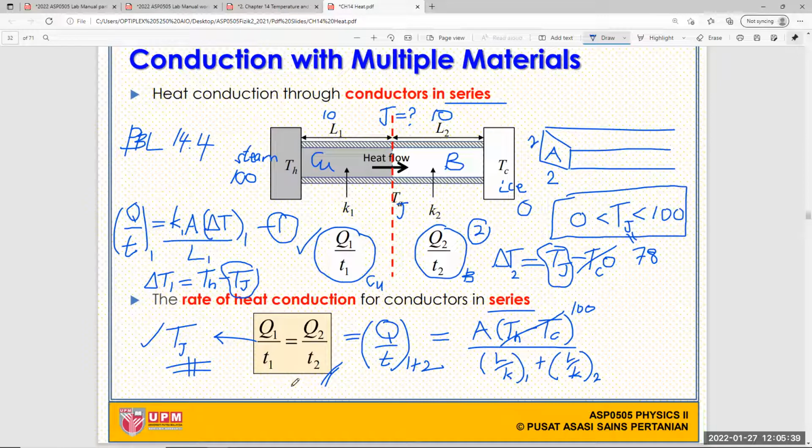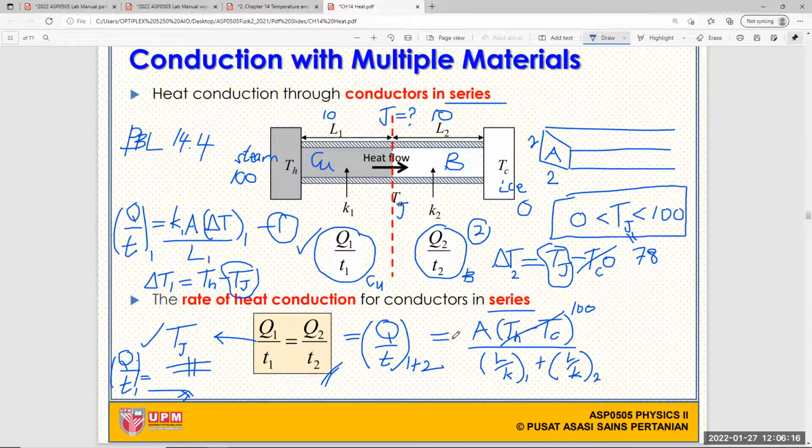And I want you to find the heat rate. The question is not asking for that. What is your Q over T1? What is Q2 over T2? Both should have the same value. With that, you need to find your Q over T1 value, for number 1, once you get your TJ. And this Q over T1 is equal to Q2 over T2. So you will be able to get the heat rate for copper and the heat rate for brass. Of course, both should have the same answers.